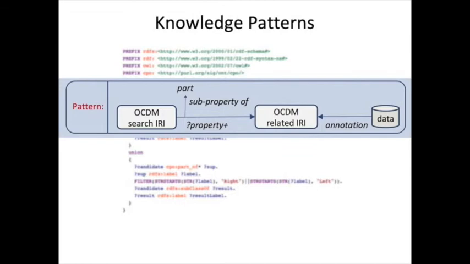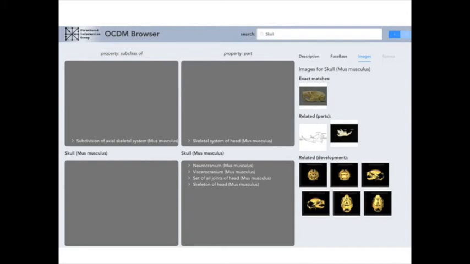So this is basically a pattern to look at subparts, but you can also have patterns to look at development and other kinds of relations among the many that I've already shown. In this case, we're showing that you clicked on skull and found exact matches of images for the skull and for the related parts by means of the part knowledge pattern, showing the mandible, and then related by means of development, showing other developmental structures. So this is just a simple example of how you might be able to use these ontological relationships to find related information without having to know how to do all the search.